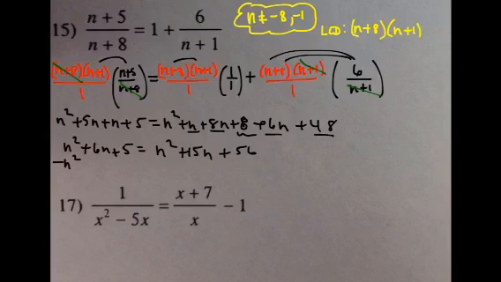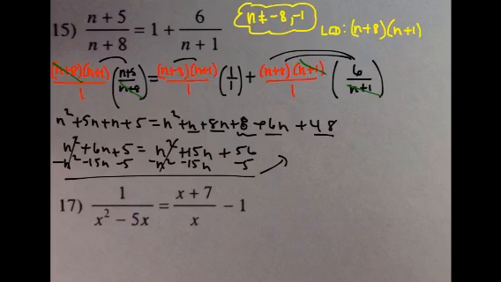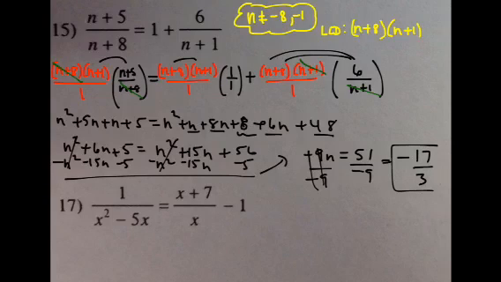So subtract n squared, so they're gone. And I'm going to subtract 15n and 5. So I get, let's move it to this side right here, negative 9n equals 51. Okay, so then divide by negative 9. So I can reduce it by 3, so that gives me negative 17 over 3. And that's the value of n.